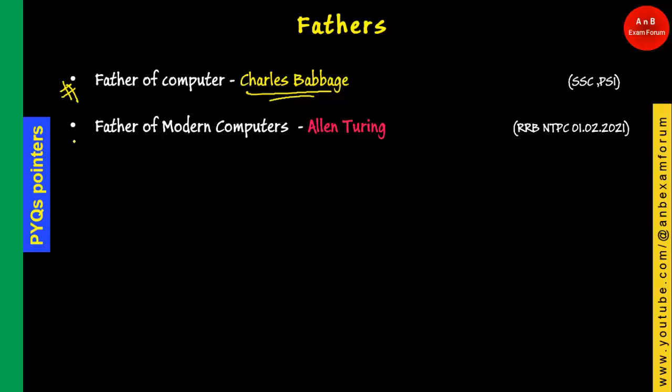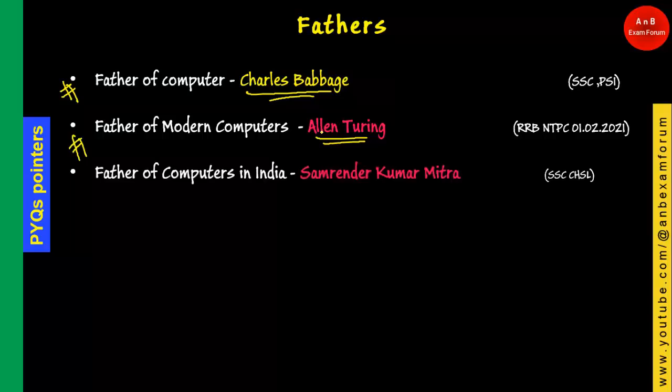And coming to the father of modern computer, if you ask, it is Alan Turing. Alan Turing is known as father of modern computer. And if you talk about father of computer in India, it is Samarendra Kumar Mitra, and this pointer was asked in SSC CHSL. Why is he known as father of computer in India? Because he had designed the first analog computer in the year 1953 that we have seen.